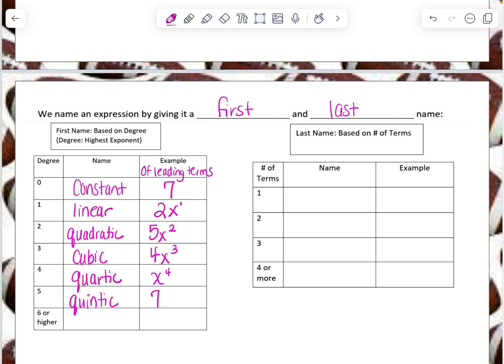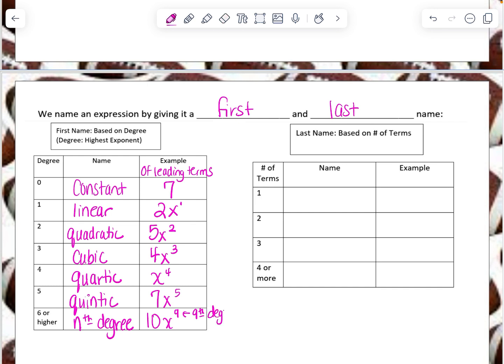So maybe like 7x to the 5th power. And then you can have polynomials that are 6th degree or higher. We call those nth degree polynomials. Whatever the number is, that's the degree. So for example, if I have 10 times x to the 9th power, that would be a 9th term polynomial. I'm sorry, not 9th term, 9th degree polynomial.